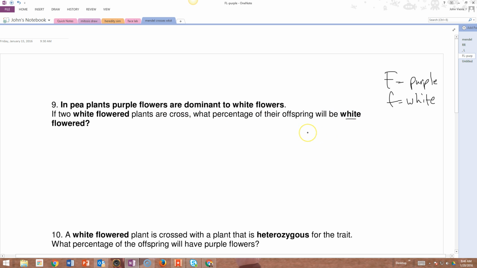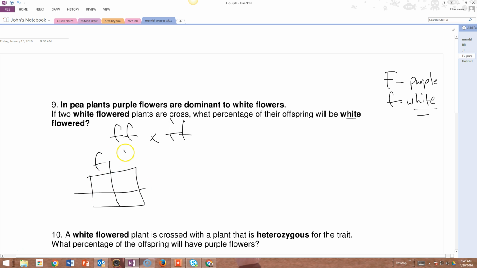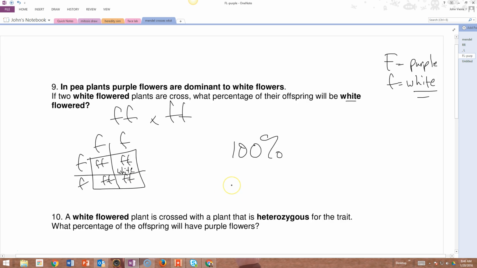And you're probably thinking, wow, they just told me the phenotype. They didn't tell me the letters. What's the only way to have white flowers? The only way is to be homozygous recessive. So they're asking you ultimately to do that cross. I really don't even have to do that cross. I know that if they're all little f's, then all the offspring must be 100% what? White. 100%. All of those genotypes will be white.